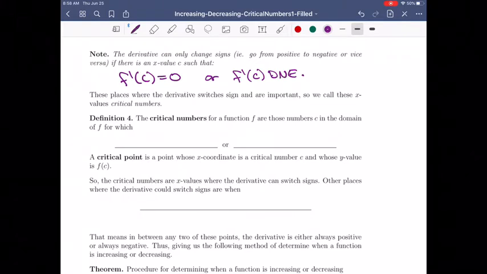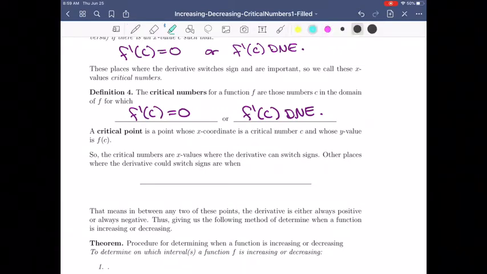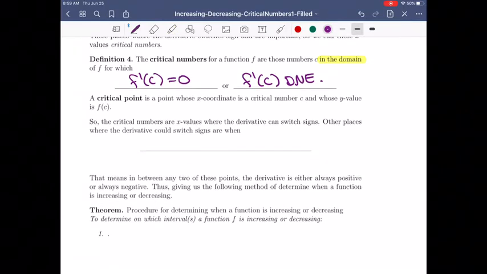So the definition: the critical numbers of a function f are the numbers c, and it's important that they're in the domain, for which either of these things happen. So f prime of c is equal to 0, or f prime of c does not exist. Those are our critical points, but they need to be in the domain of f. So those are critical numbers. The critical number is the x value.